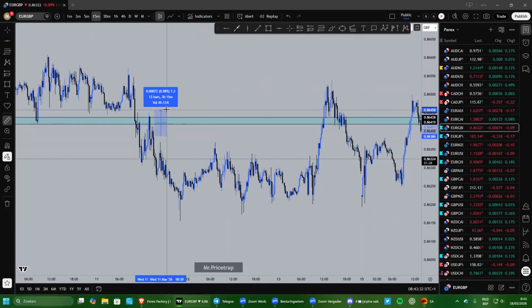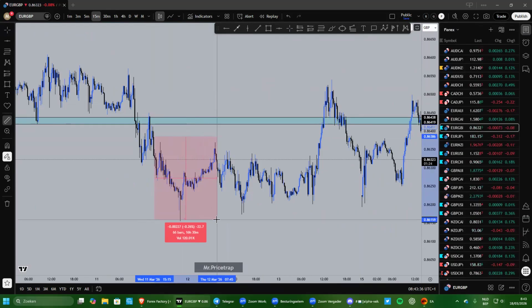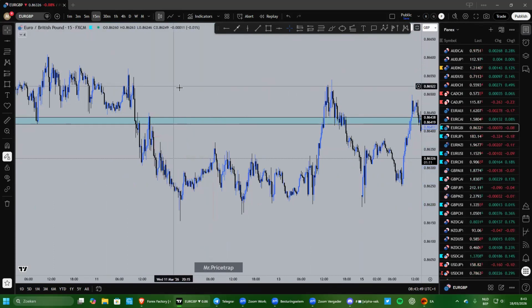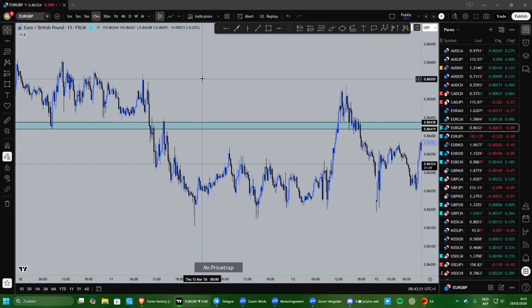It would be around a 7 to 8 pip stop. And like you can see, the market went for 23 pips in profit. So it depends what kind of stop loss you used. If you went for 7 pips, 1 on 3 was hit. If you went for 8 pips, then your 1 on 3 wasn't hit, and it only went for 1 on 2 and then break even.